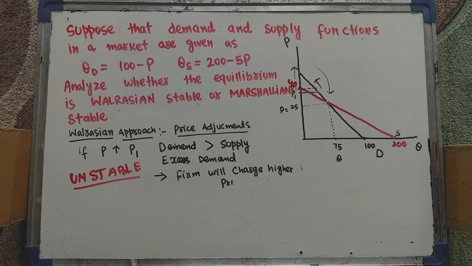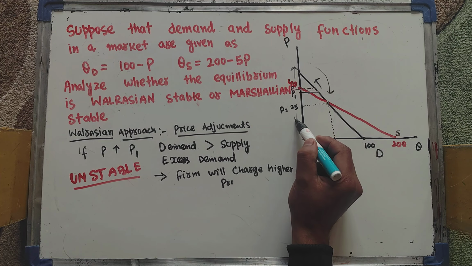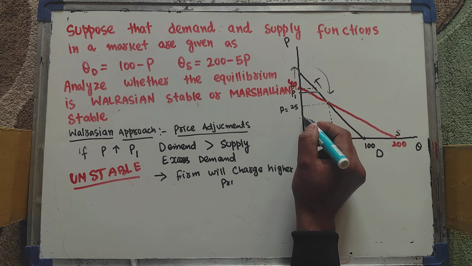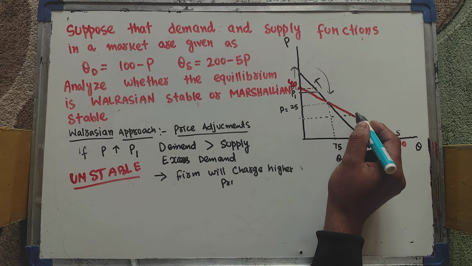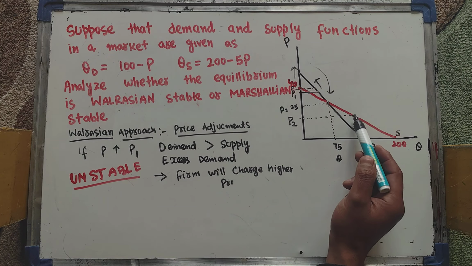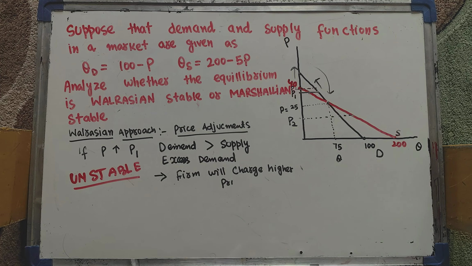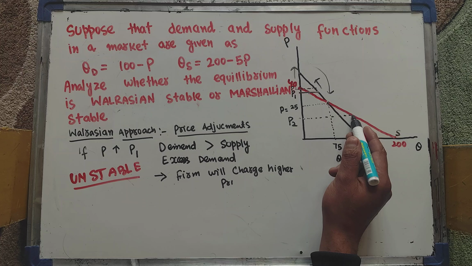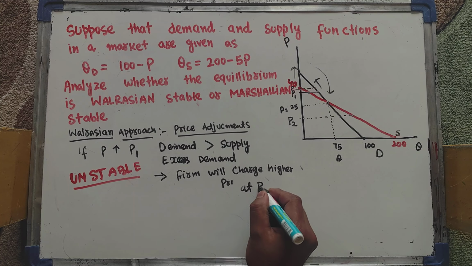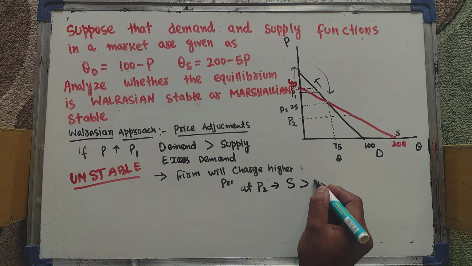And the same is the case if price is at this point. Let us suppose price decreases for some reason to P2. So let us suppose we are at this point, P2. What happens at P2? Here you can see supply is greater than demand. Red denotes the supply, this is demand. So at P2 we have supply greater than demand.